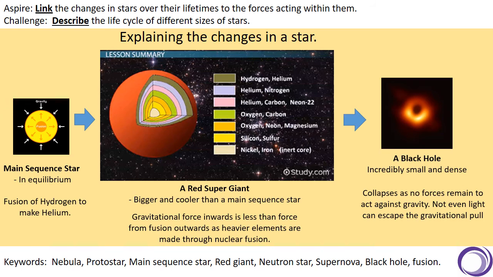That is there, an actual picture of a black hole. It's the first actual picture of a black hole that was taken quite recently. You'll see it's got that glowing around it. Even though light can't escape from a black hole, you do get radiation given off as other material is accelerating down into it. So helium made in the main sequence, elements all the way up to iron made in a red supergiant.